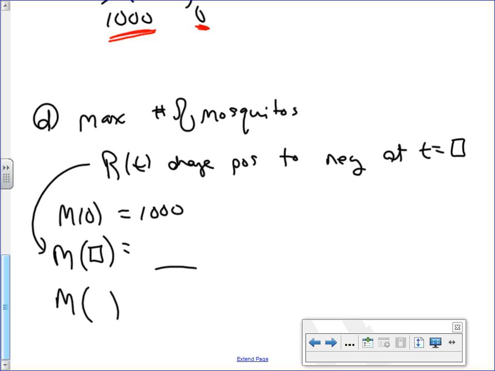How many mosquitoes will be on the island at time 31? Isn't that the end of the problem? And that answer was in part C. You get that answer from C, and then you're going to compare it.